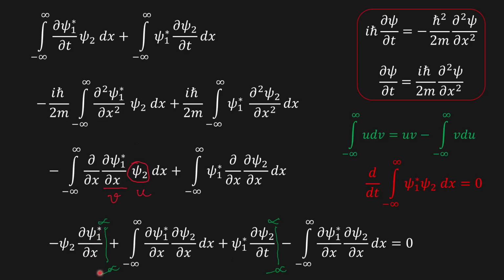So between the limit minus infinity to plus infinity, I will come to it later. Then next, minus of minus will become plus here. Plus v du, where v is dψ1*/dx and du is dψ2/dx. So this integral will become two parts if you are integrating by parts.